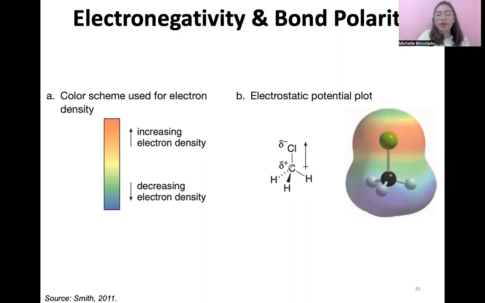Wherein chlorine, of course, the electronegative atom in the molecule, as you can see, is partially negative. Doon nakaturo yung partially negative na side. So you could see, guys, na nasa kanya yung warmer colors, diba, sa electrostatic potential plot niya. And then, of course, sa side naman ng carbon hanggang sa hydrogen, green to blue to purple kasi yun yung cooler colors, meaning electron deficient or mababa yung electron density. So just so you know, guys, ganyan yung pattern sa mga books when they want to depict electronegativity and of course electron density.